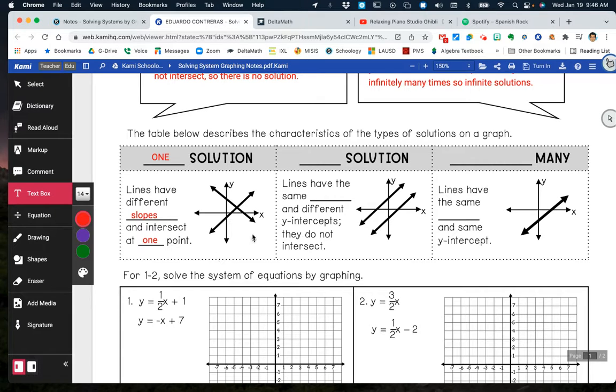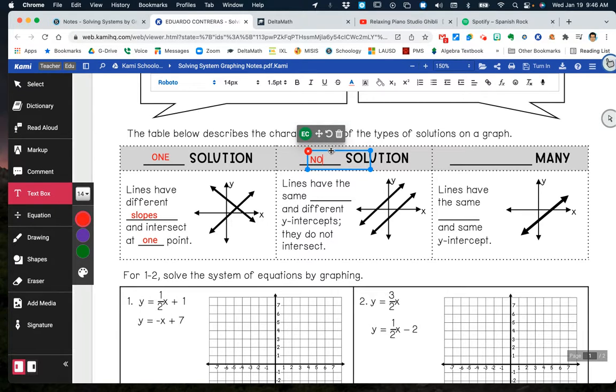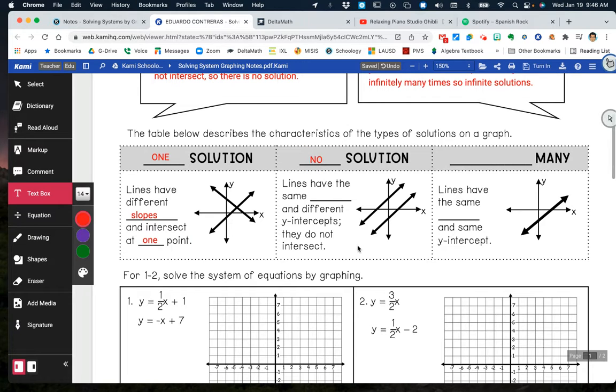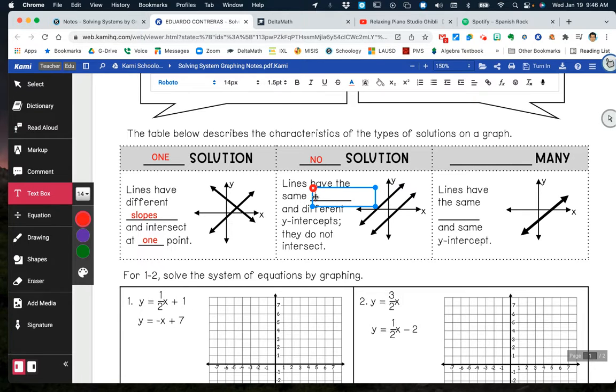All right, let's look at infinitely many solutions, or I'm sorry, no solution. This is what it looks like when you have no solution. Obviously, we already talked about this. So you have parallel lines, basically. So lines have the same slope. In order for two lines to be parallel, they have to have the same slope. And the other thing is they have to have different y-intercepts. So we're going to start looking at slopes and y-intercepts.